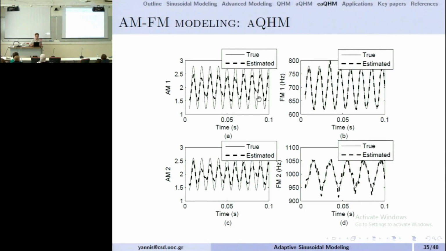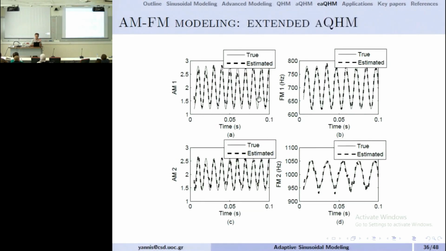Now, if we add that alpha of t, we get this one. So the FM part is still good, and the AM part has been improved by far.